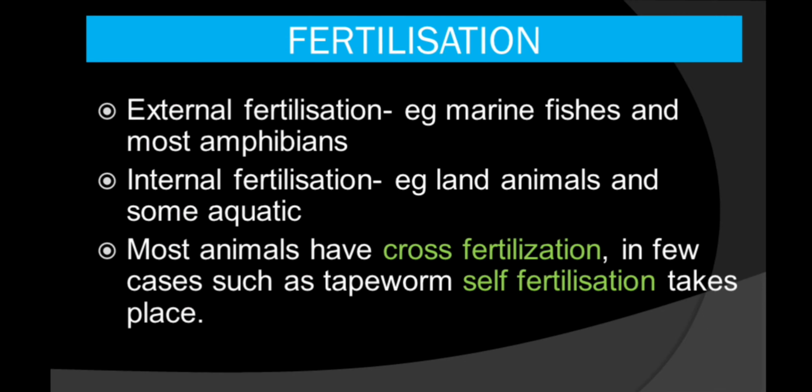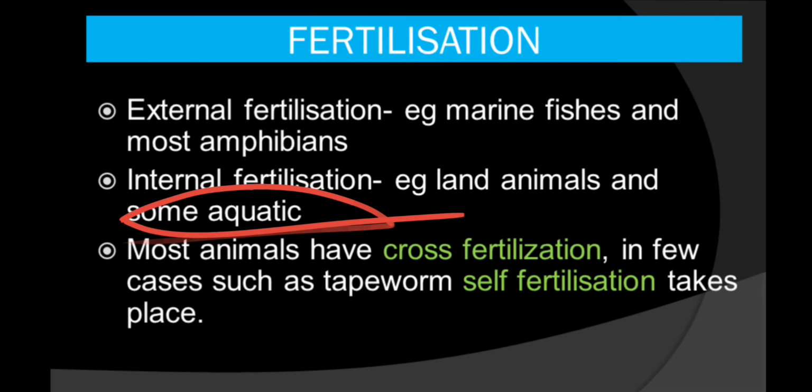Next is about fertilization. Fertilization can be external or internal. If it takes place outside the body, then we call it external fertilization, or if it takes place inside the body, then we call it internal fertilization. External fertilization takes place in marine fishes and in most amphibians. Internal fertilization takes place in land animals and in some aquatic animals as well.